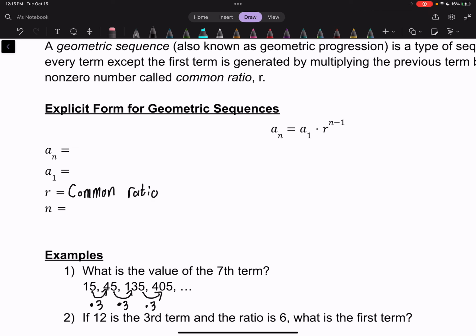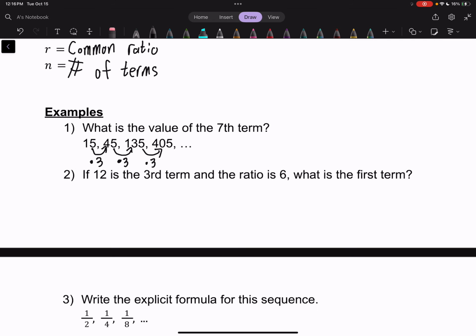So a good way to remember the common ratio versus common difference: a difference is in adding and subtracting, a ratio is multiplying. Okay, so this is your common ratio. A sub n, a sub 1, and n are all going to be the nth term, the first term, and the number of the term, to be more accurate, but we're going to leave it like this.